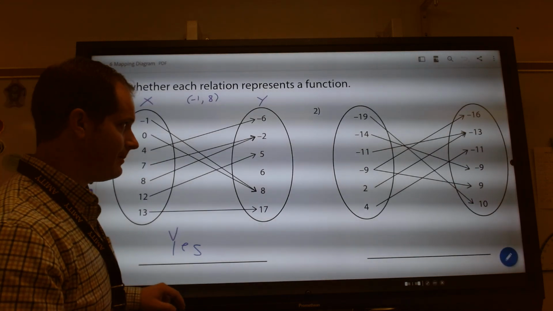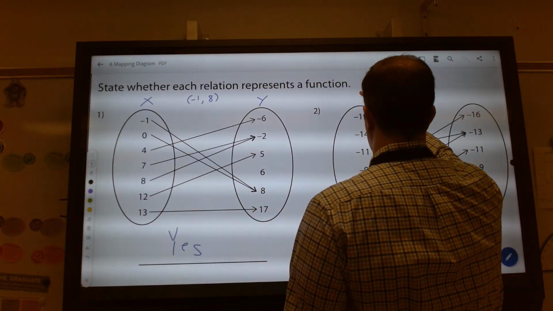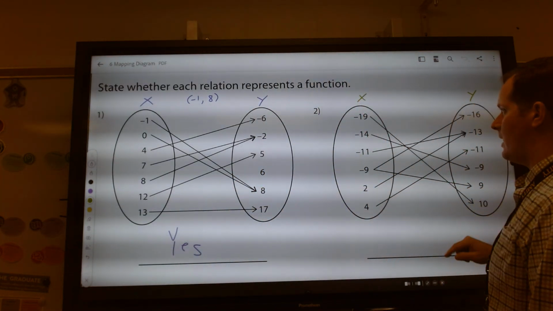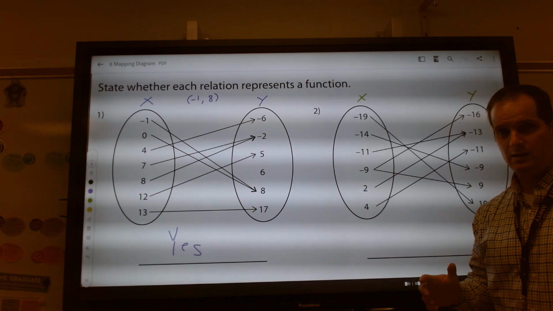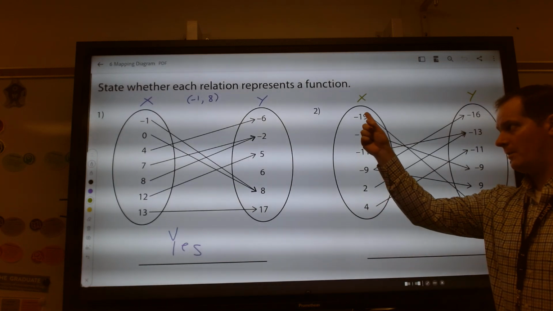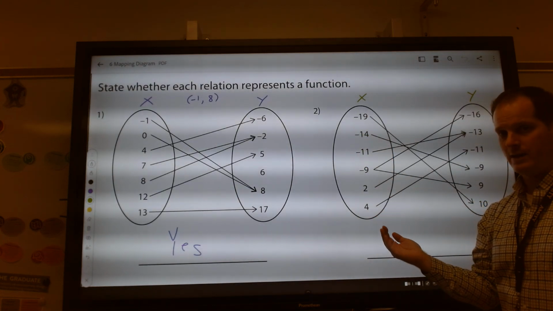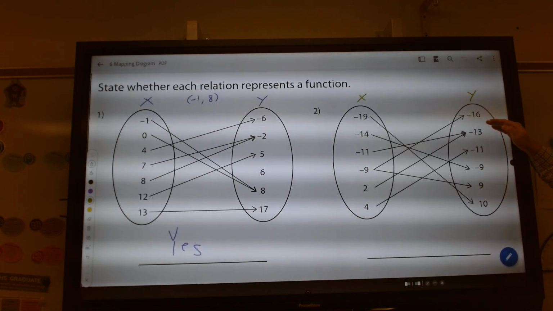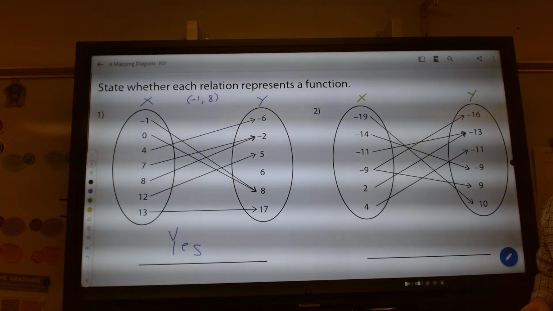If I look at the other example here, I'll label this as well. Here's my x, here's my y. Again, if you had to say what the domain and range are, you would list all my x's for my domain from least to greatest. And for my range, I would list all my y's from least to greatest as well.